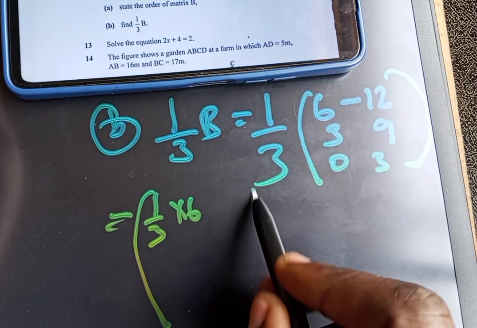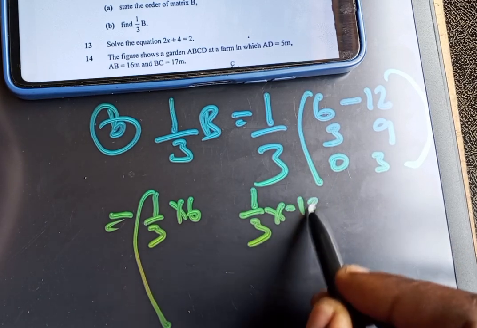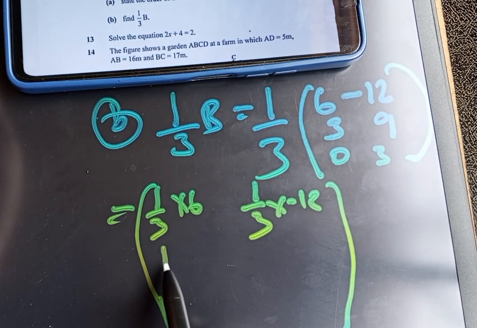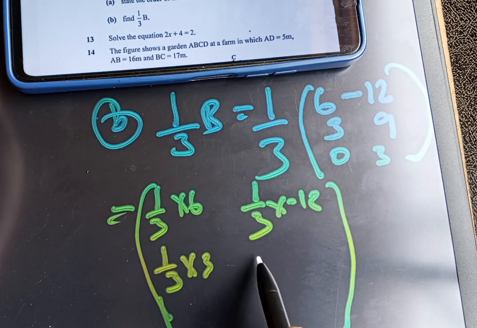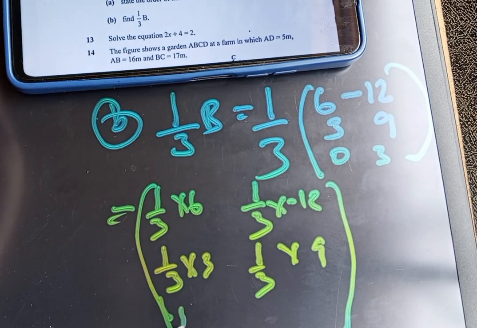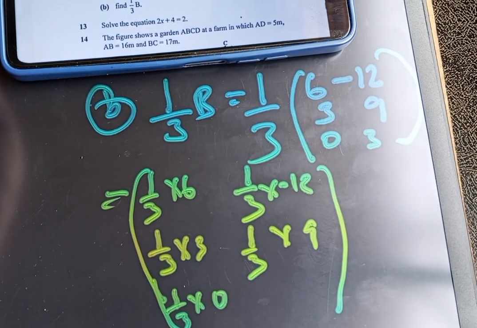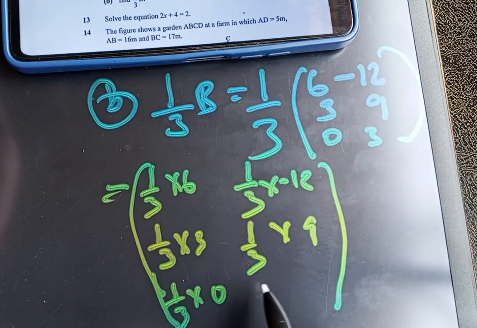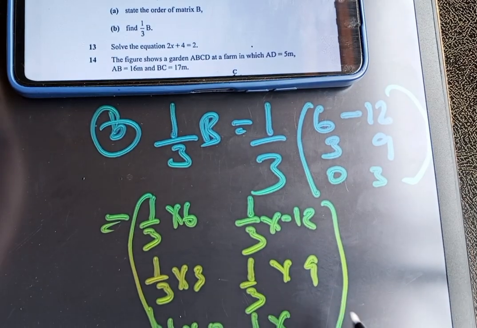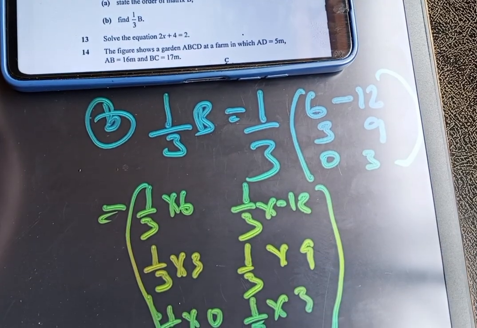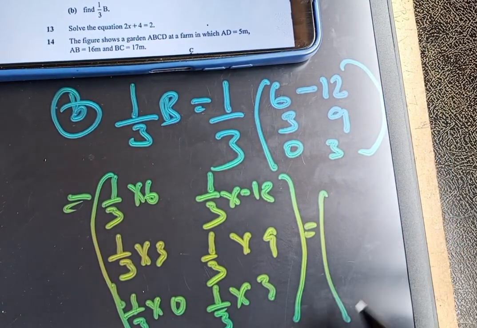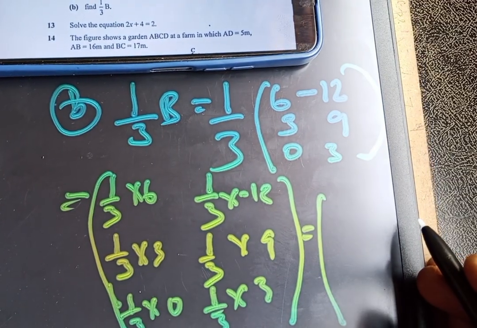So again, 1 over 3 times negative 12. Then 1 over 3 times 3. Again, 1 over 3 times this 9. Again, 1 over 3 times 0. Then 1 over 3 multiplied by the last 3 here. Then when you multiply, allow me to show you the final answer on this side.